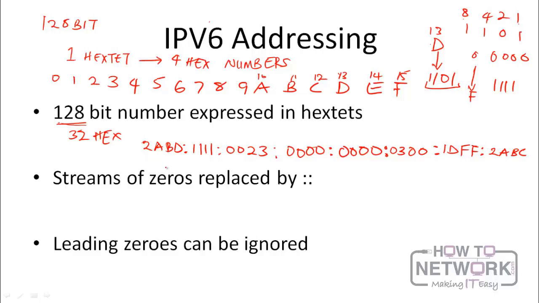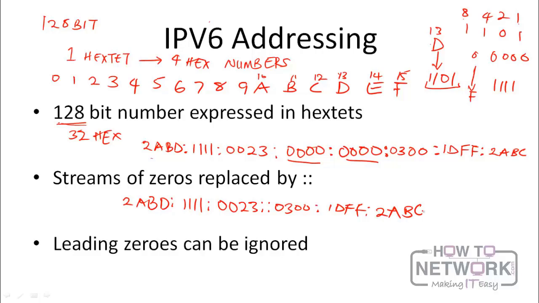So there are ways to reduce the IP version 6 address if you have strings of zeros. For instance, if you have 0000 and 0000, you can replace them with 2 colons. So you could reduce this address to 2ABD colon 1111 colon 0023 colon, and just put another colon for these 2 strings. Even if you have 3 hex sets that are all zeros, 0000, 0000, and then another 0000, you still represent all the zeros with 2 colons, and then you continue: 0300, 1DFF, 2ABC.